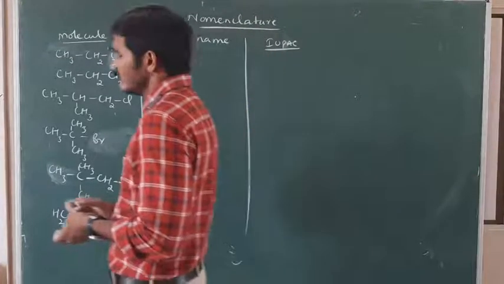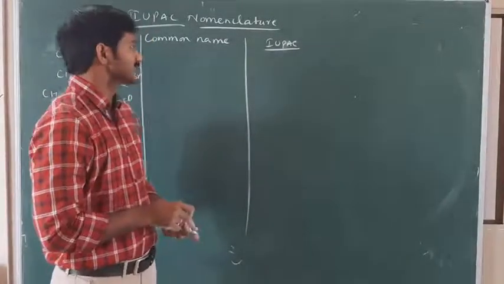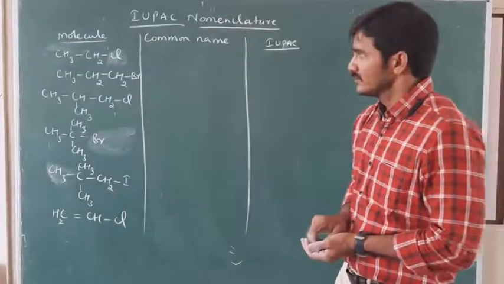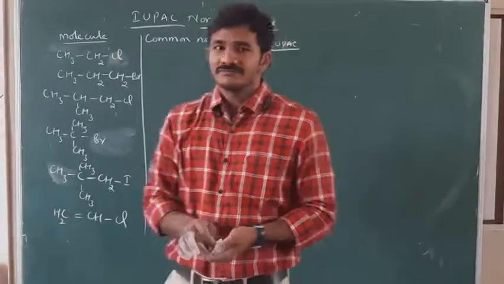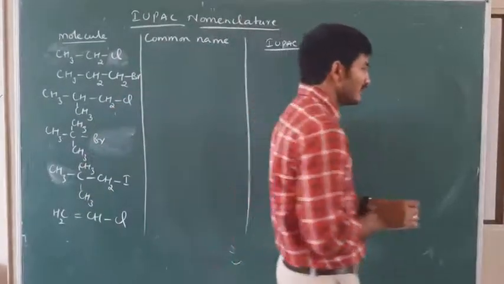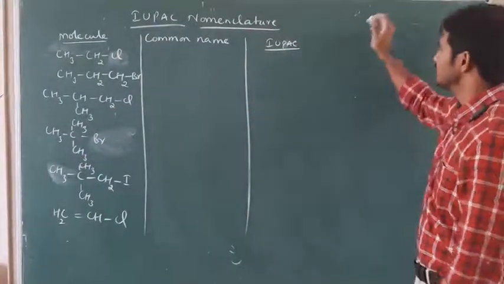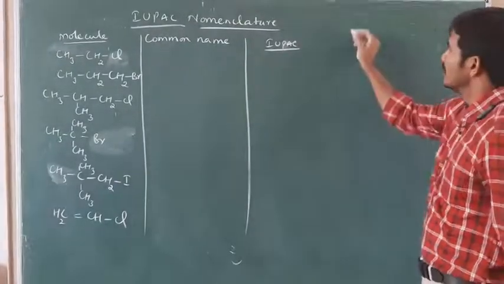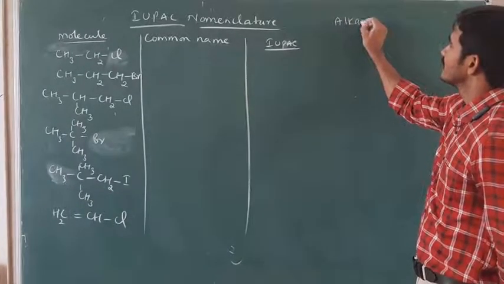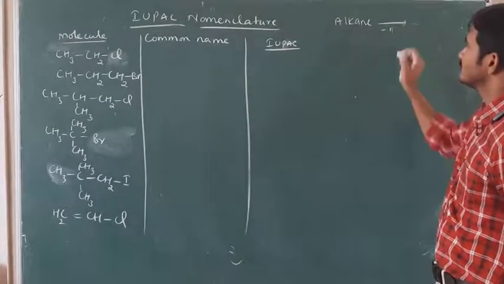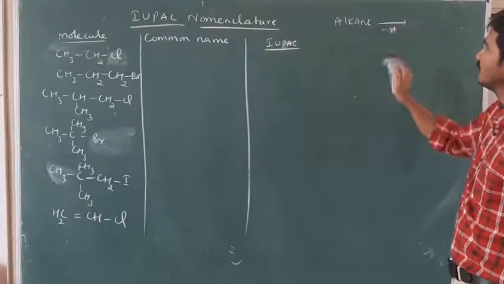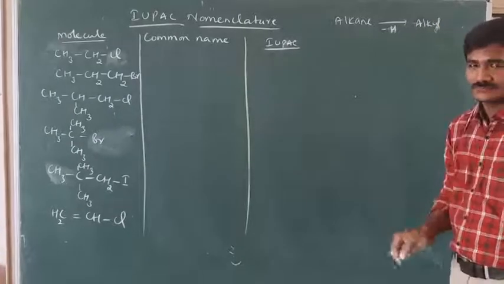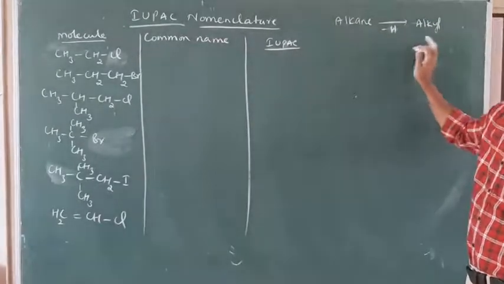Hello everyone. In this lecture, I will discuss the IUPAC nomenclature of haloalkanes and haloarenes. Before writing the IUPAC nomenclature, I would like to give a few terminologies about some substituents, some groups. Generally, from an alkane, if we remove one hydrogen, we write it as alkyl.